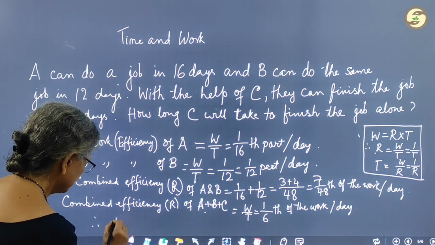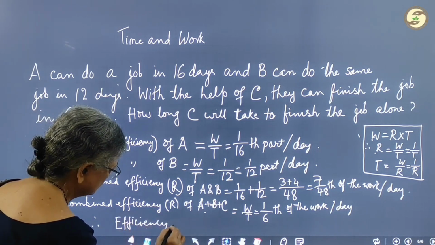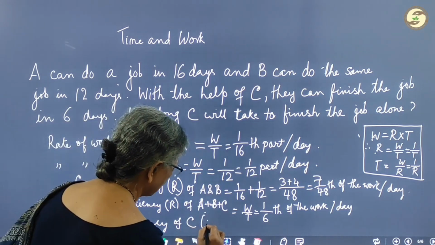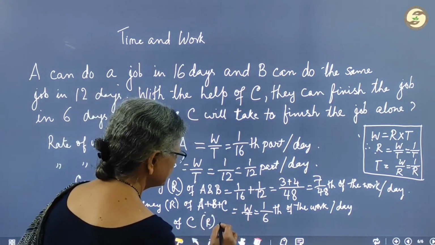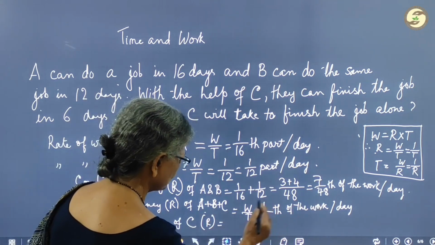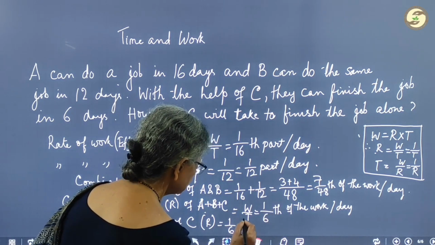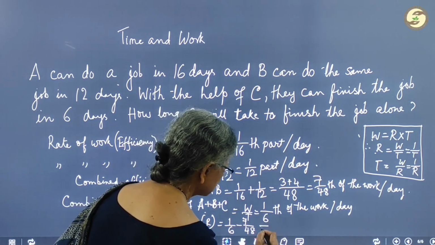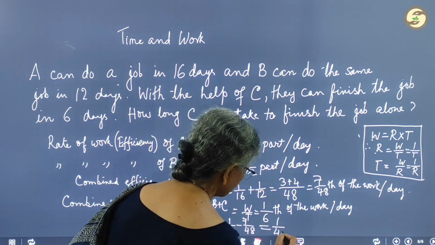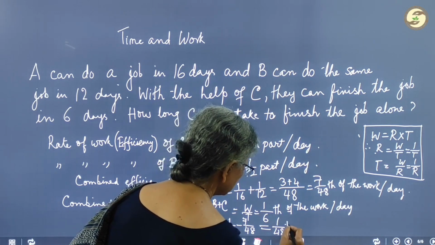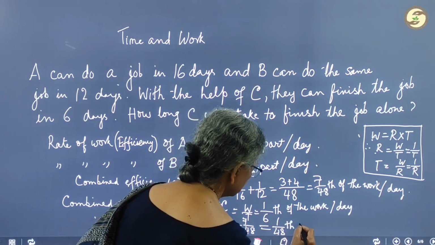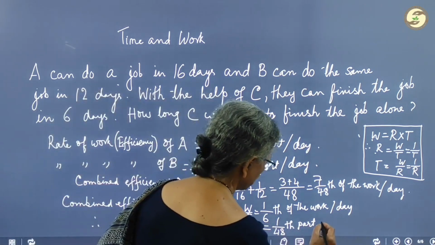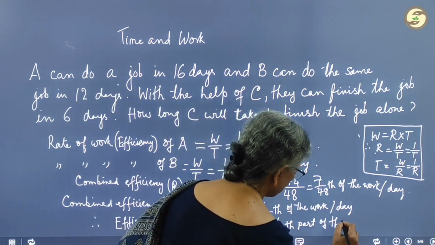So rate of work of C, that is R, is total efficiency 1/6 minus 7 by 48, and this comes to 1 by 48 part of the work per day, that is efficiency of C, 1 by 48 part of the work per day.